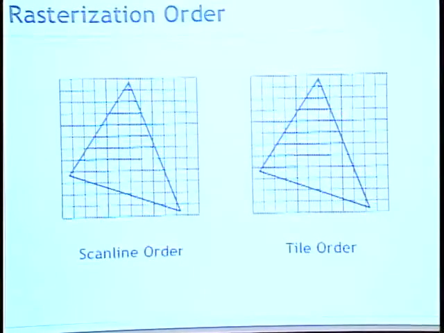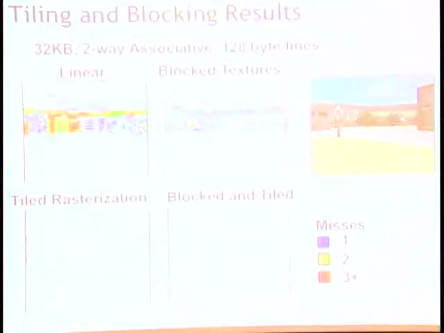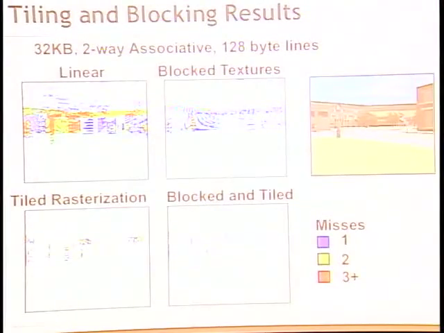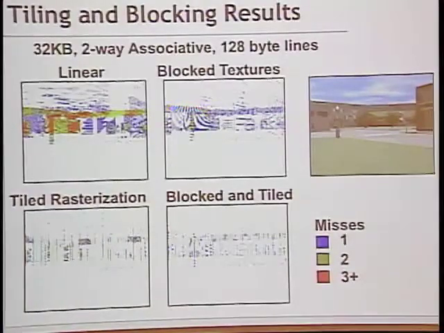Okay. So that's all a bunch of theoretical stuff. This is how it really behaves. I think this is a great data visualization here. This is Ziad Hakura's paper. We're looking at the picture over there, and we're looking at how many cache misses we have. Every fragment in this image is colored. If it never misses, then it's white. If it misses once, it's blue. If it misses twice, it's green. If it misses three times, it's red.